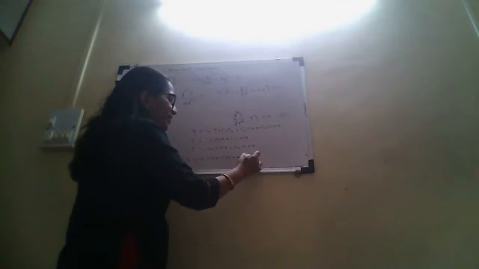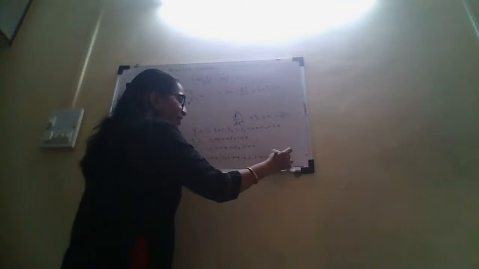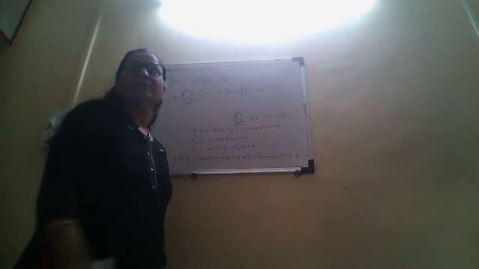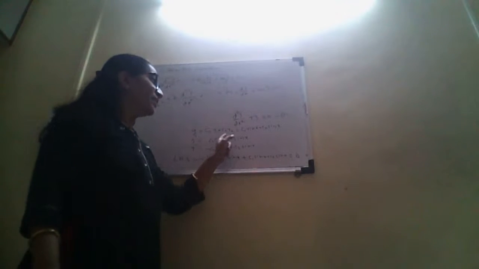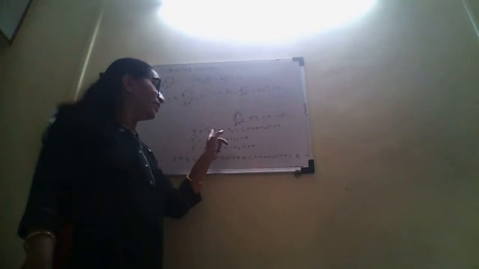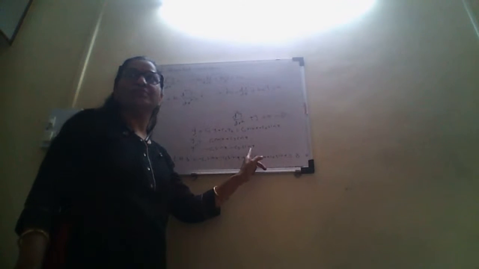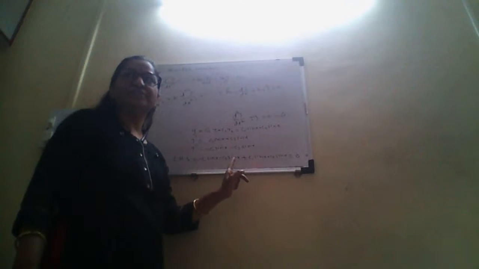What is y? Y is C1 sin x plus C2 sin x. And obviously that is equal to 0. So if y1 and y2 are the solutions of this differential equation, then obviously c1 y1 plus c2 y2 is also a solution of the same differential equation.